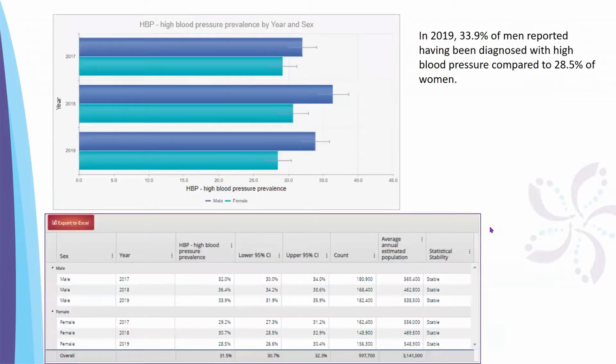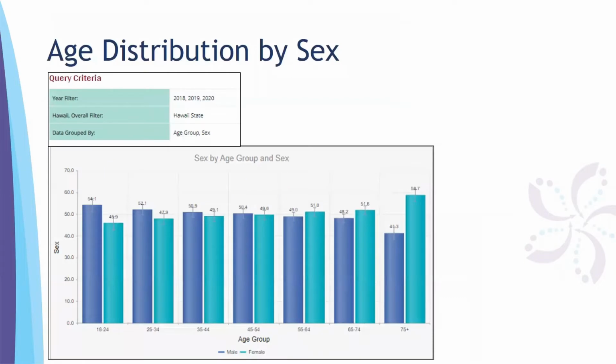Here we can take a look at the crude high blood pressure prevalence by year and sex for the state of Hawaii. So we can see here that in 2019, 33% of men and 28.5% of women have ever been diagnosed with high blood pressure. But wait, we know that high blood pressure is very much related to age. We just saw that. So is there a difference in the age distribution of males and females in Hawaii?